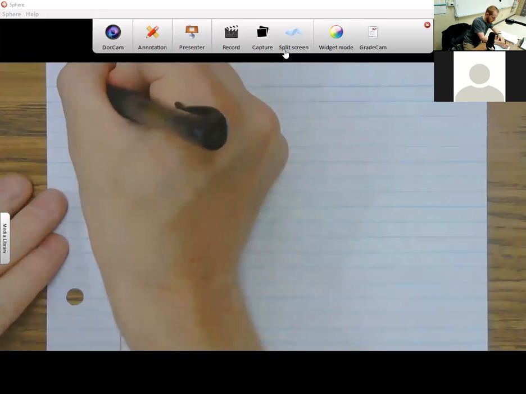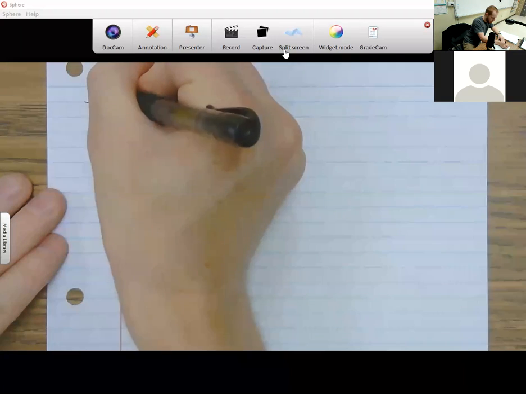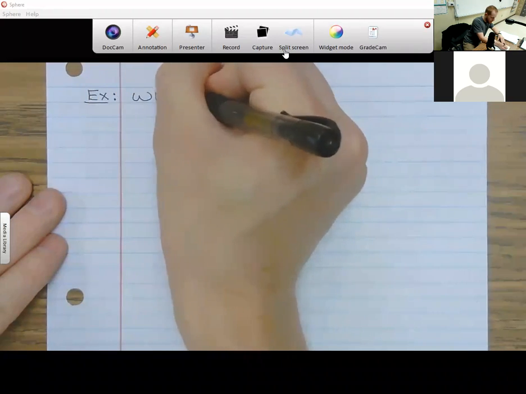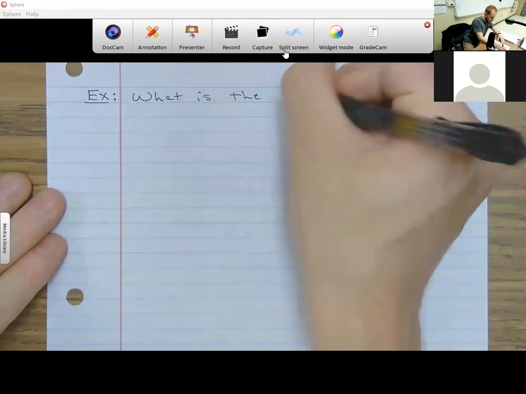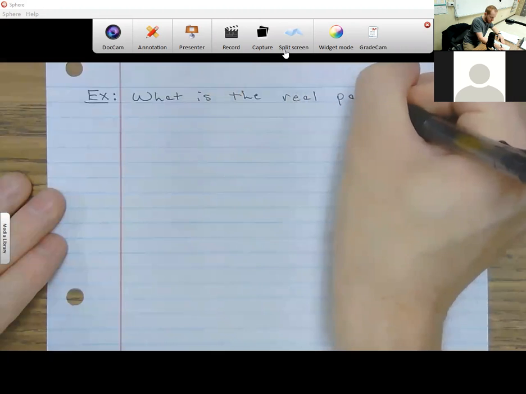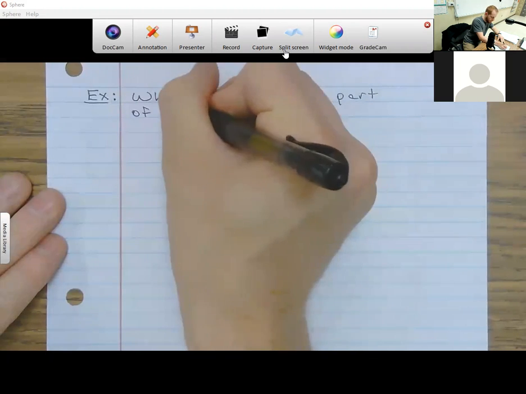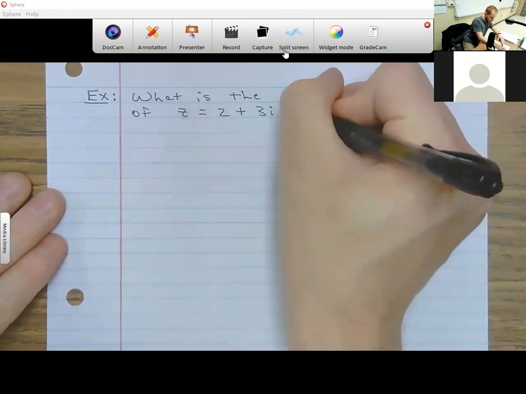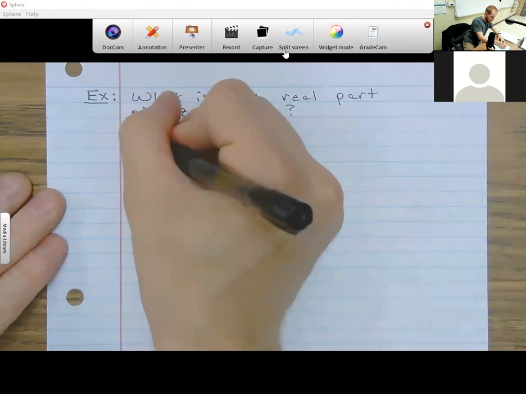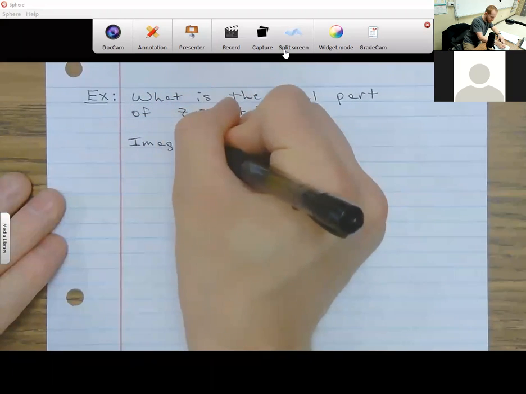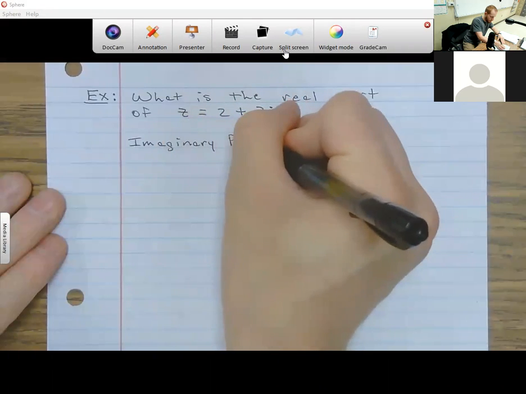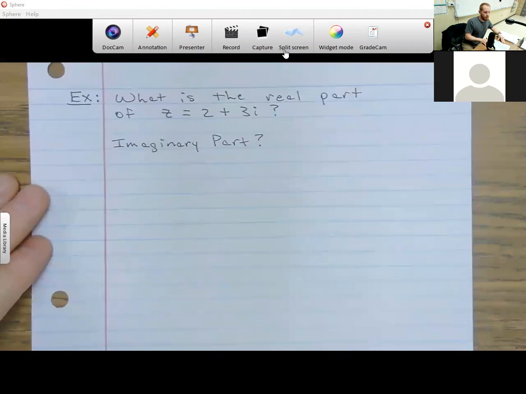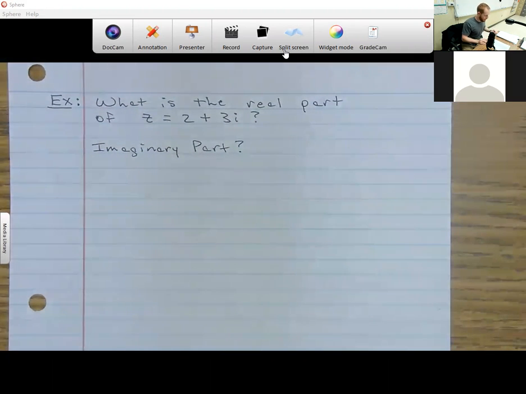All right. Example. What is the real part of z equals 2 plus 3i? Imaginary part? Okay, so go ahead and write that down. Go ahead and see if you can solve these two. And then while you're doing that, I'll be writing down the next example.